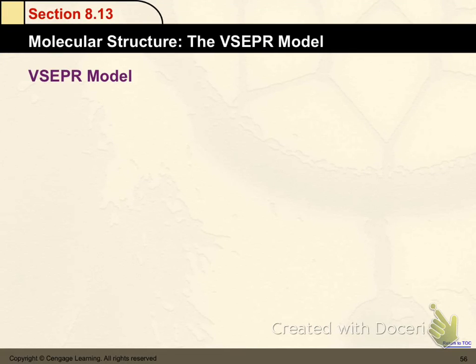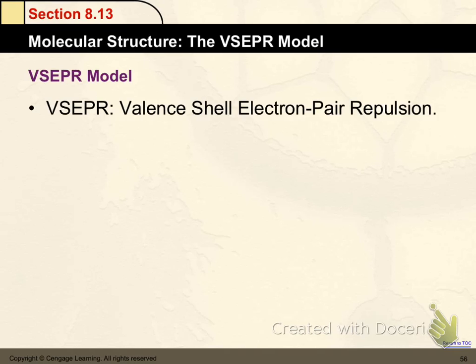Alright, so this is 8.13, the last section in Chapter 8, and the second to last section of our Unit 6. This section is going to talk about molecular structure, which we'll call the VSEPR model, and that stands for Valence Shell Electron Pair Repulsion. Essentially, it's telling us what the actual geometry of a molecule is.